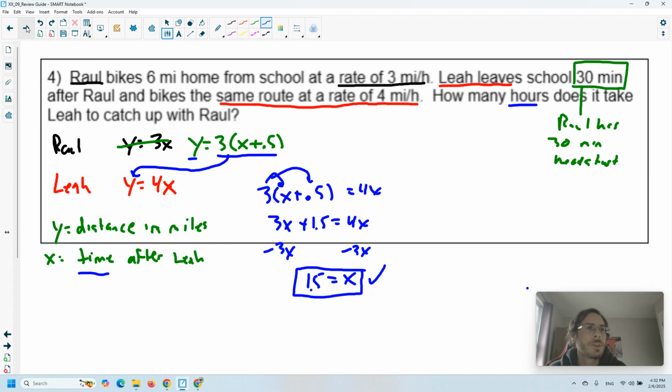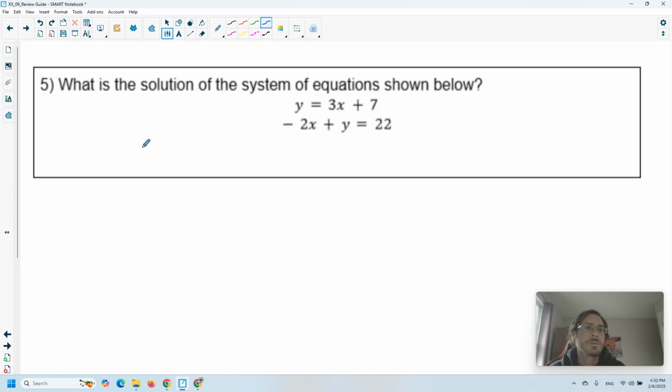All right, moving on. So for 5, what is the solution for the system of equations? Again, we got 2 options. If we want to do it, we could do it by hand. Since the y is by itself, since a letter is by itself, I'm going by hand. Substitution is going to probably be a little bit faster. Negative 2x plus 3x plus 7 equals 22.